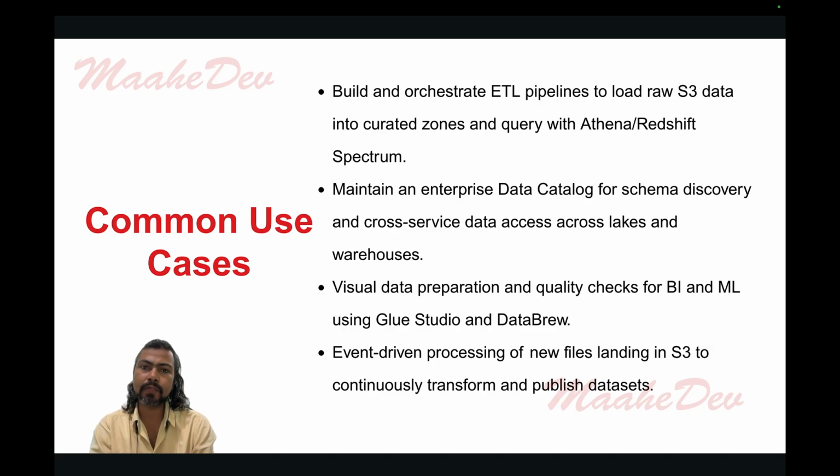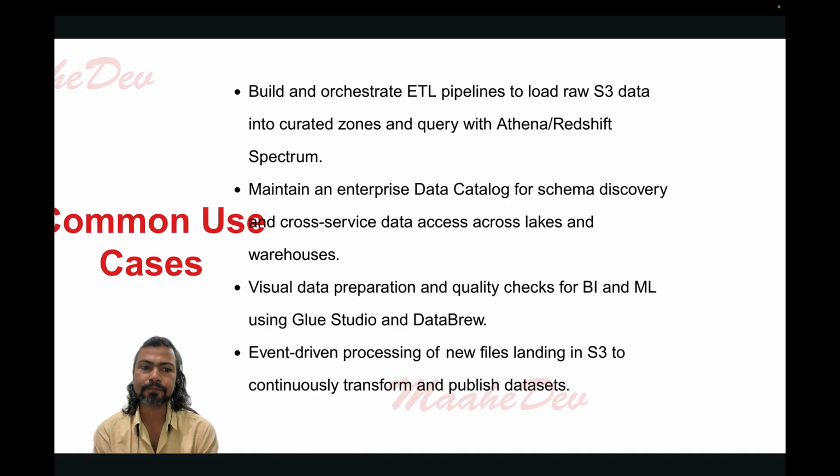Catalog meaning, once we transform or load the data, we have a particular label, which means we can now identify one set of data. Visual data presentations can be done in Glue Studio. Event-driven processing is also possible. For example, if you are using S3, whenever a new file is put into S3, this whole pipeline can start.